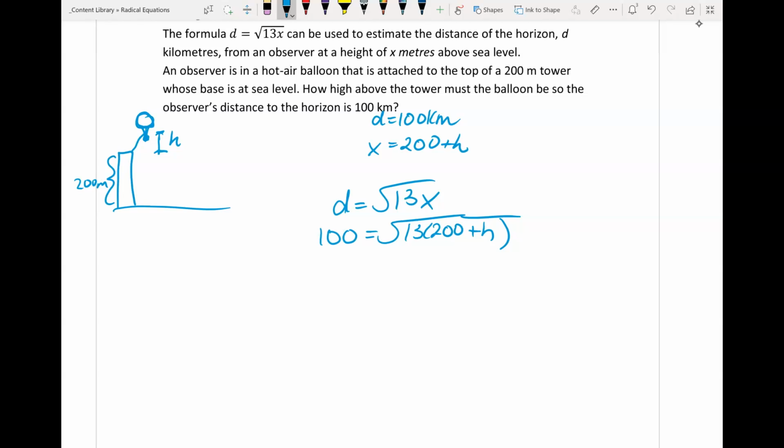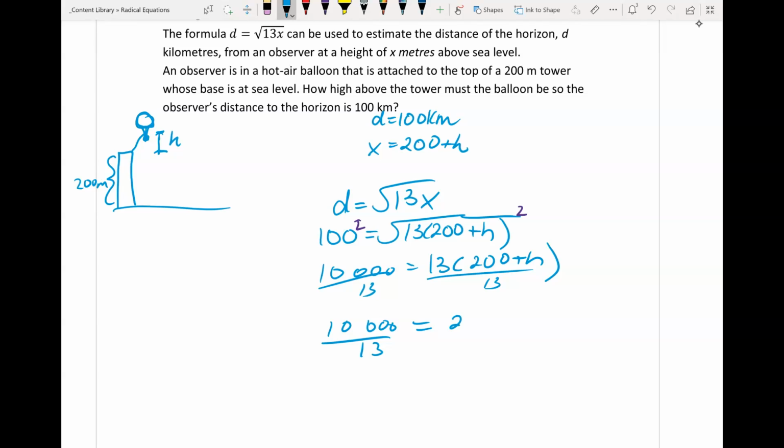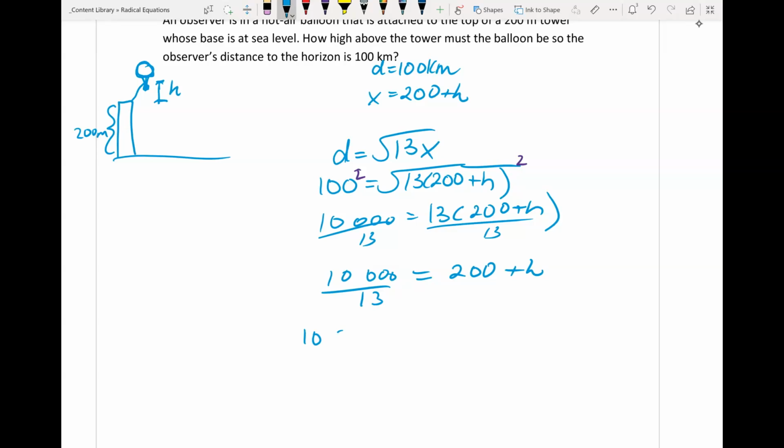So instead of simplifying the inside, I'm just going to square both sides first. It really doesn't matter which order you do. So we're going to get 10,000 on our left-hand side, and then 13 times 200 plus h on our right-hand side. Instead of multiplying this 13 with the 200 and the h, I'm going to divide both sides by 13 instead. And now we have 200 plus h on our right-hand side. I'm going to move the 200 to the left-hand side by subtracting both sides by 200.